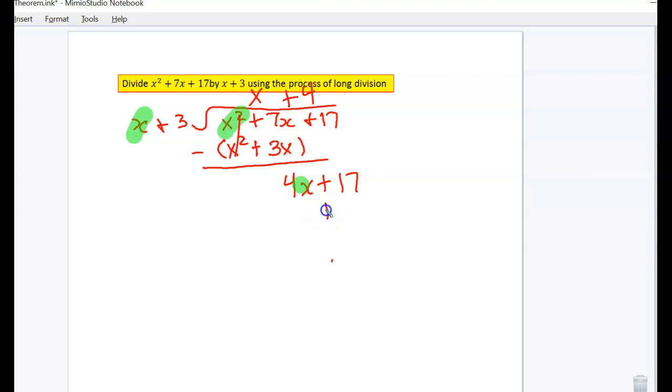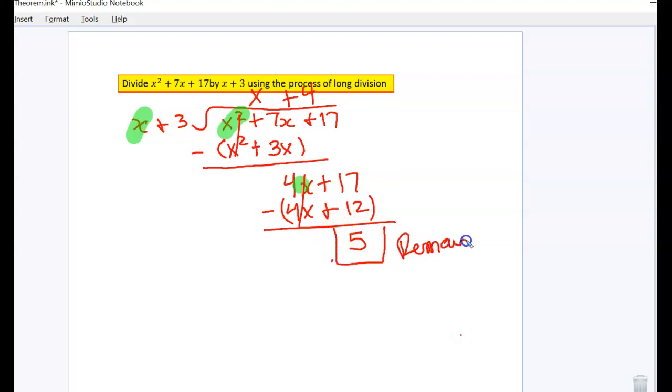4 times 3 is going to be 12. 4 times x is going to be 4x. And if I subtract, 4x subtract 4x is gone. And 17 subtract 12 is going to be 5. So this guy right here is going to be my remainder.